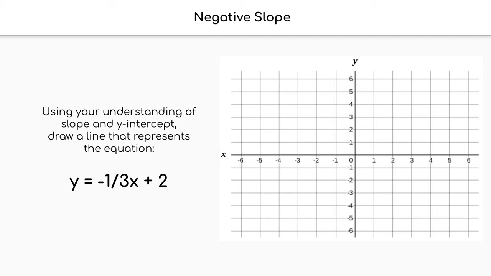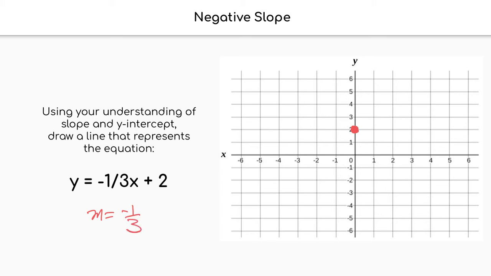So let's start graphing. The first point that I want to graph is our y-intercept. And our y-intercept is positive 2. So I'm going to put a point on positive 2. Now I want to graph the slope. And our slope is negative 1/3.